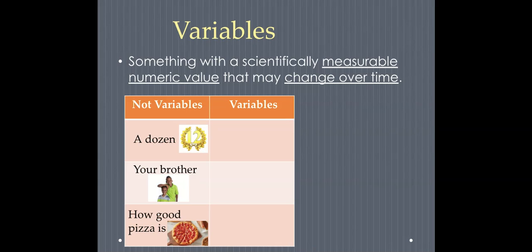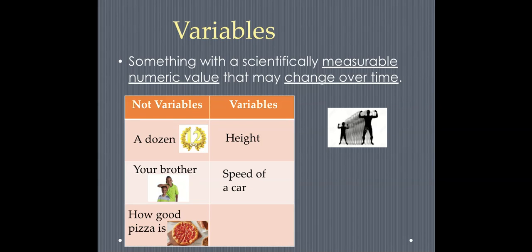Now, these next few are variables. Your height, that's something that you can measure using a measuring tape or a meter stick, or a ruler if you're very short. And that's something that is a numerical value. I am 5'1", and so that's something you could actually measure with numbers. And that is something that can change over time.